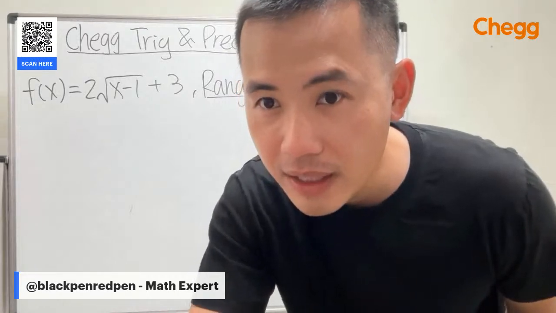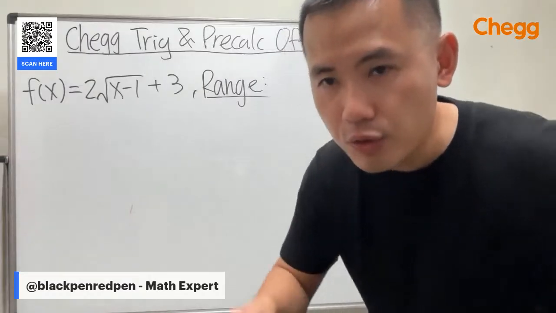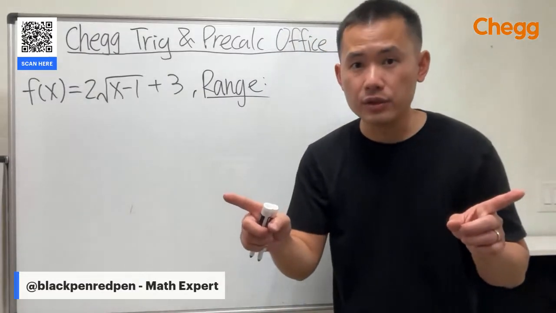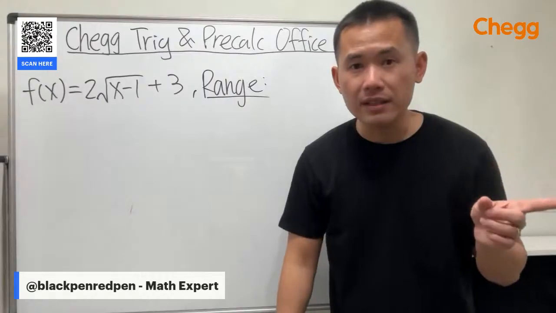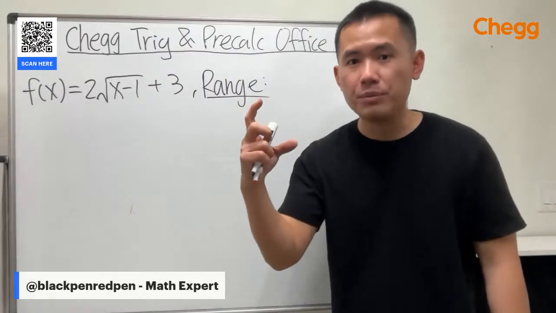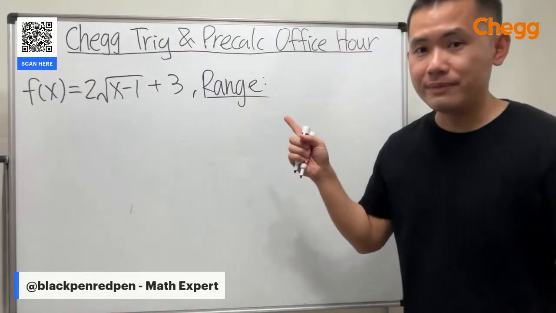3 to infinity? Yes. And we are going to use parentheses for interval notation for the infinities. We are going to use a bracket for the 3 because we are going to be including the 3.